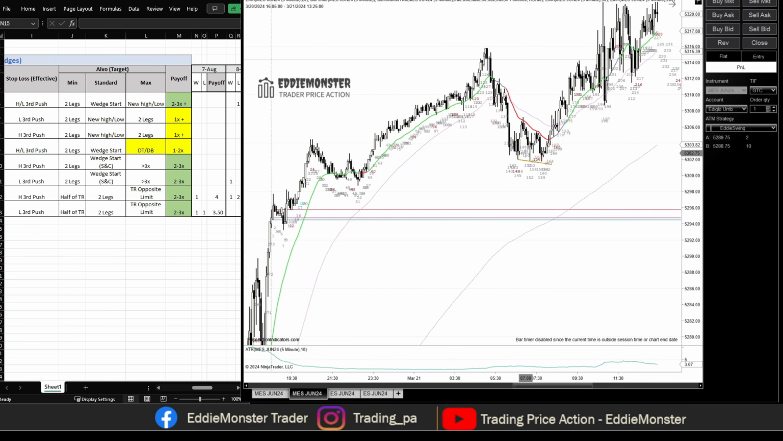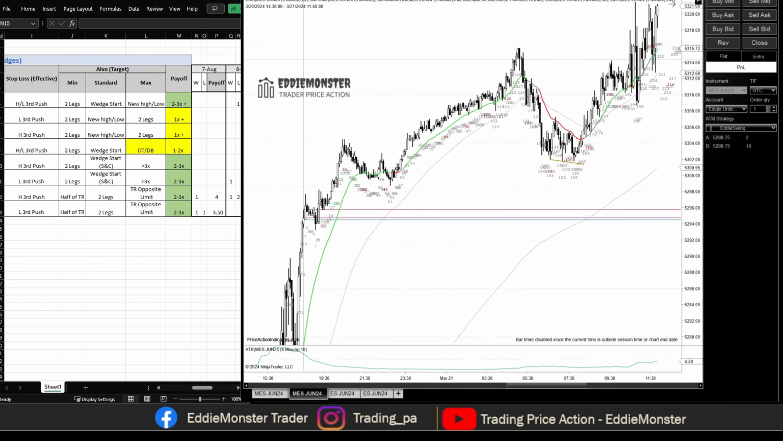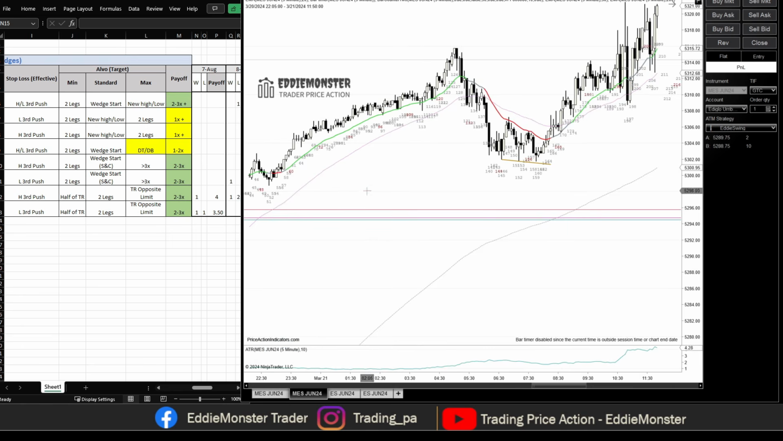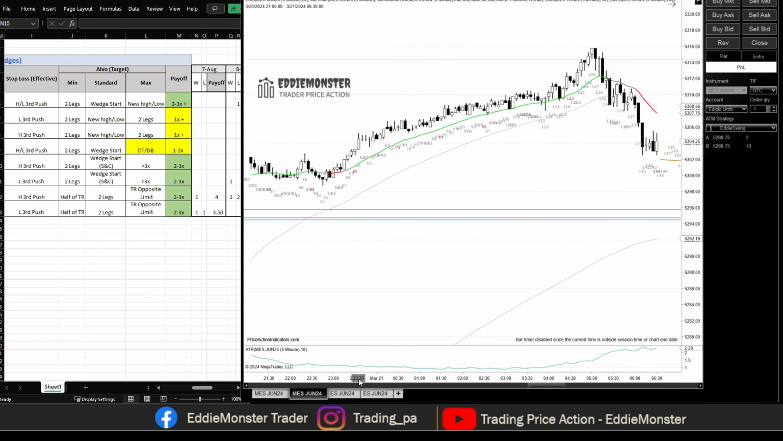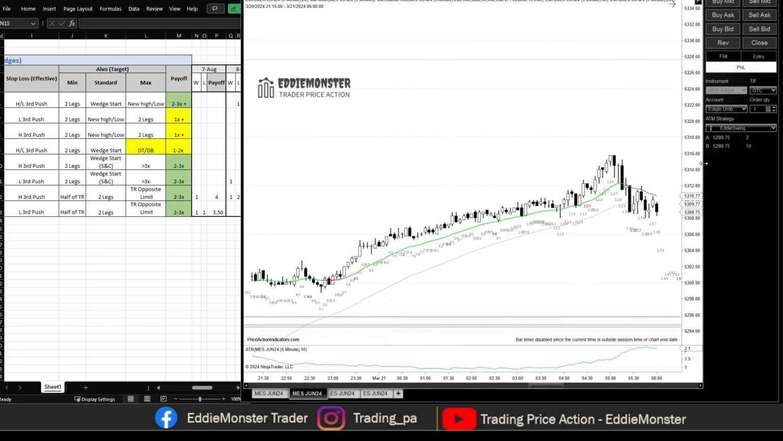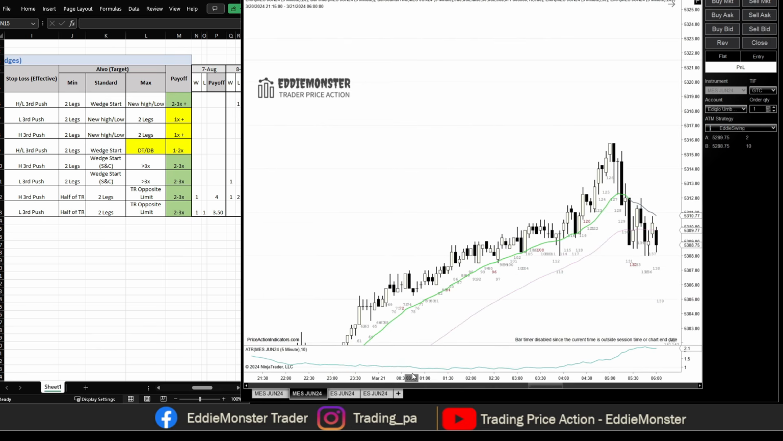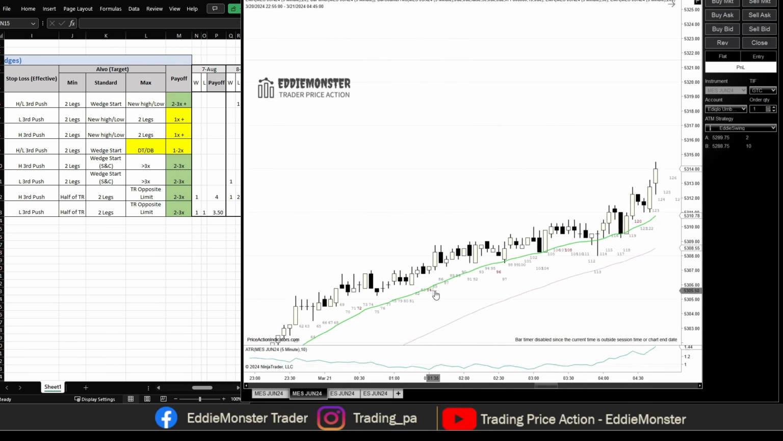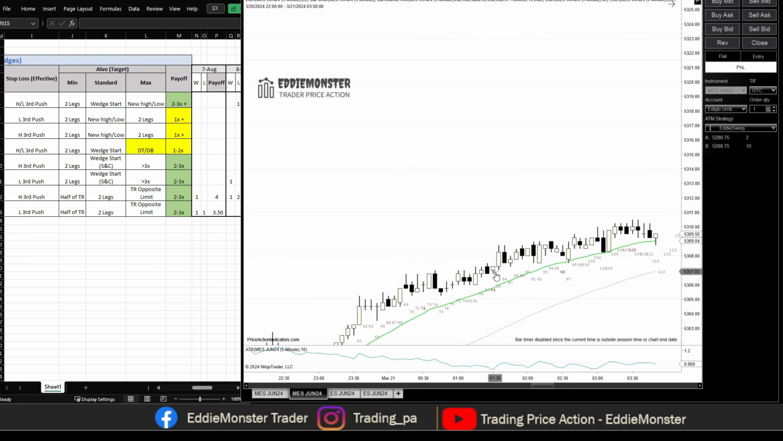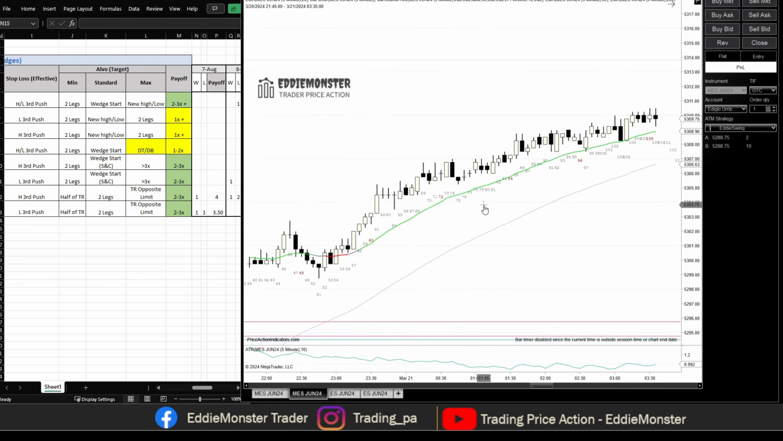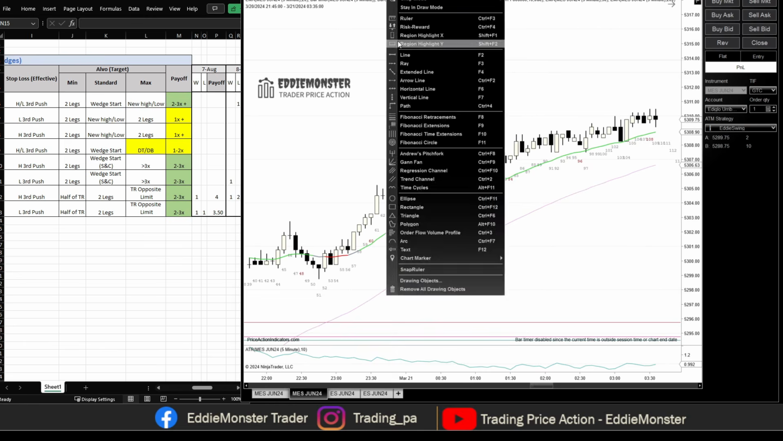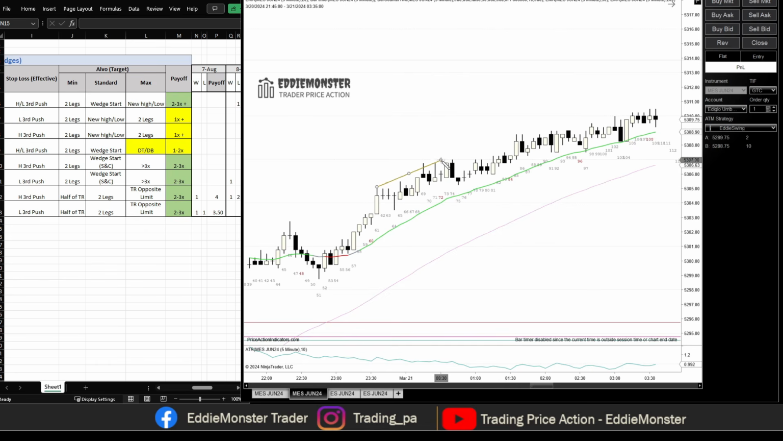It's a wedge bottom here. See there? This is something interesting for us to take a look at here. Look at this. We have a wedge top here. This is a wedge top.